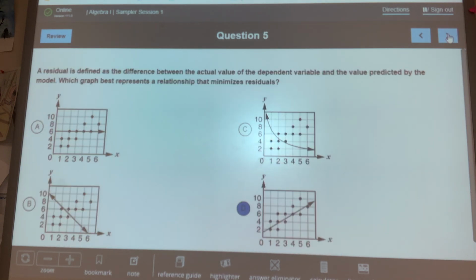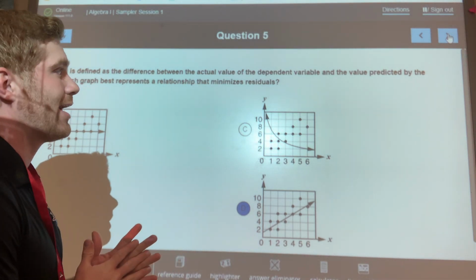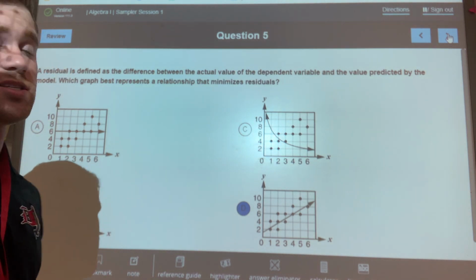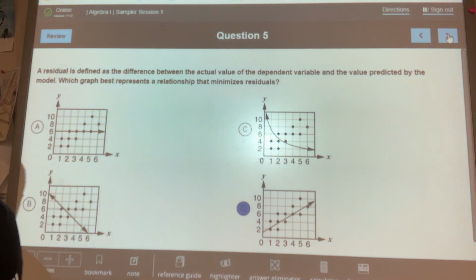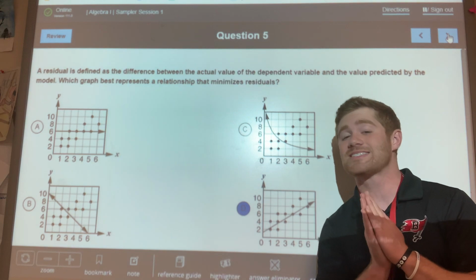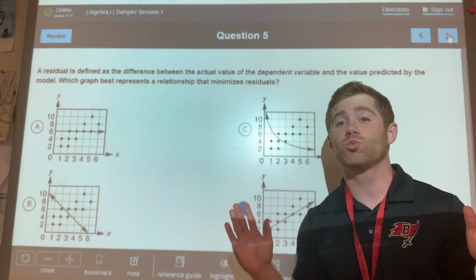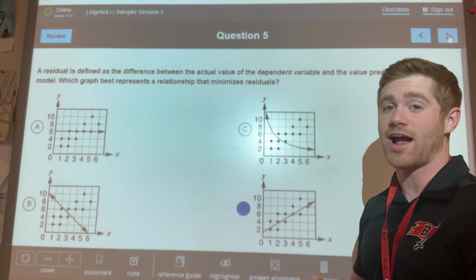Okay, number 5. It says a residual is defined as the difference between the actual value of the dependent variable and the value predicted by the model. Which graph best represents a relationship that minimizes residuals? Okay, so if you look at these 4 graphs here, you are going to notice the same thing in 3 of the answers. So let's say we don't even know what residuals are. I know that I can get this correct.